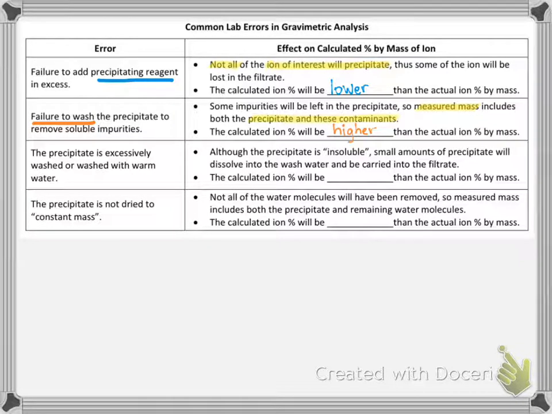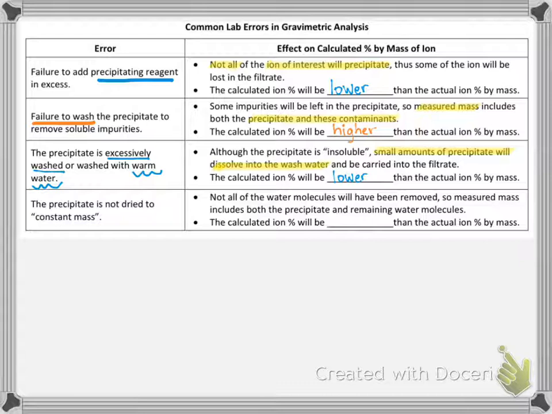Now, it's important to wash the precipitate, but you don't want to excessively wash it, and you don't want to wash it with warm water because that's more likely to dissolve away some of the precipitate. It's okay, yes, the precipitate is insoluble, but technically you can still dissolve small parts of it. And as small parts of the precipitate dissolve into the wash and get carried into the filtrate, they are not measured in the mass of the precipitate and thus not calculated in the calculated ion percent by mass. This, of course, means your ion percentage will be lower than it should be.